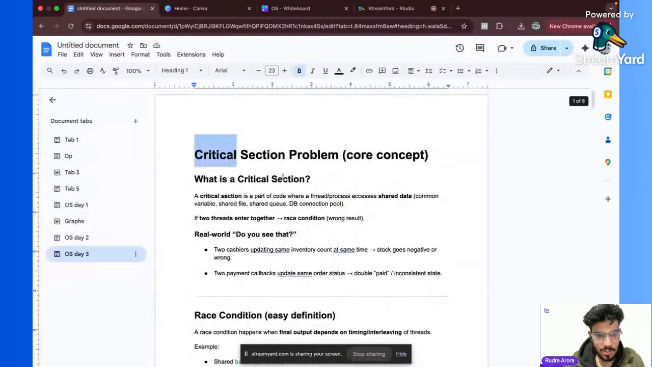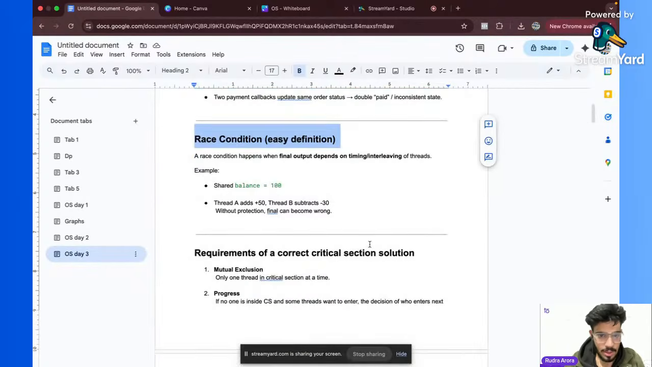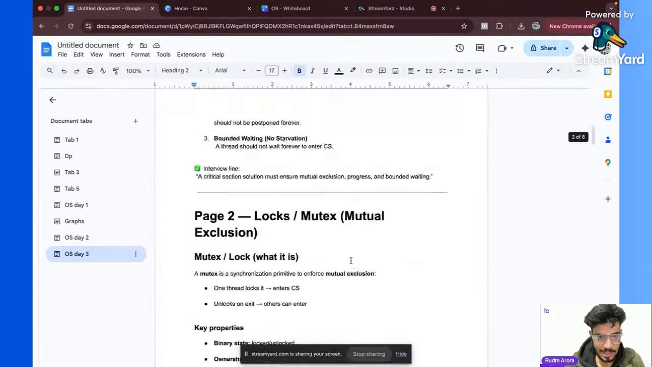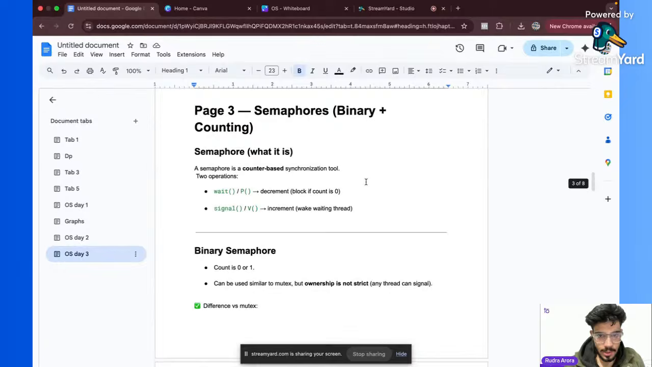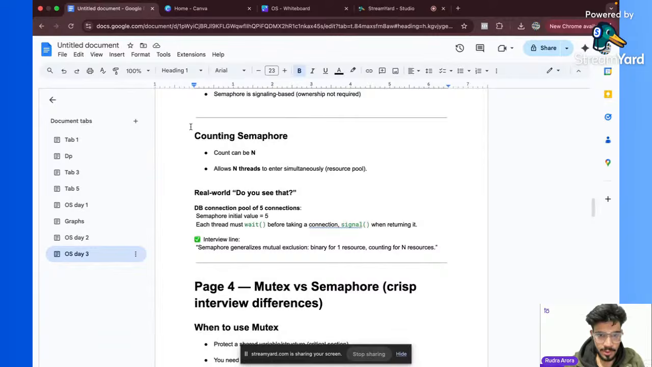So we covered what is critical section. You can just see that race condition would be clear. Locks and mutex would be clear. What is mutex? Mutex refers to mutual exclusion. Semaphore is clear. What are semaphores?